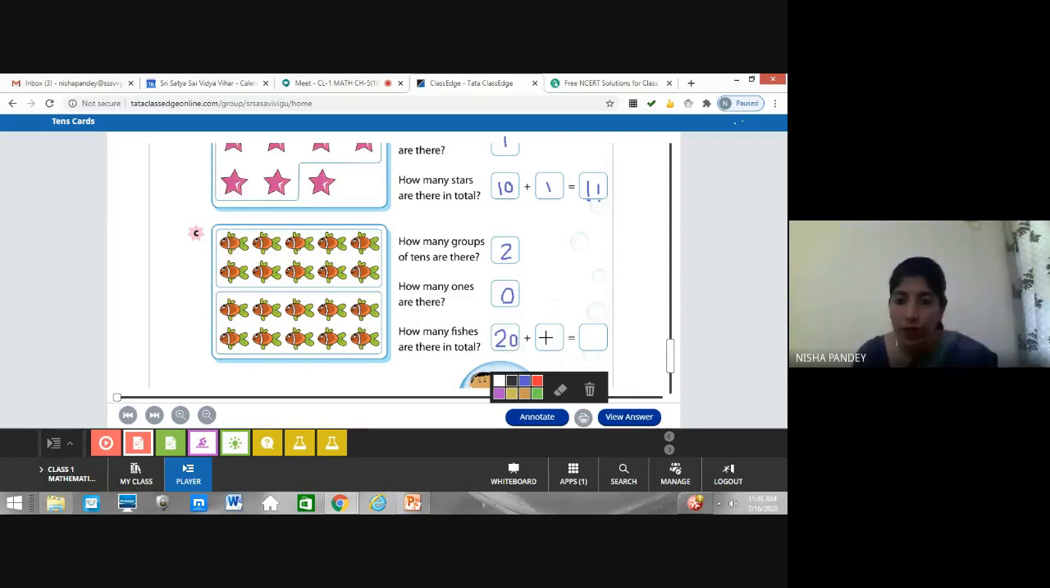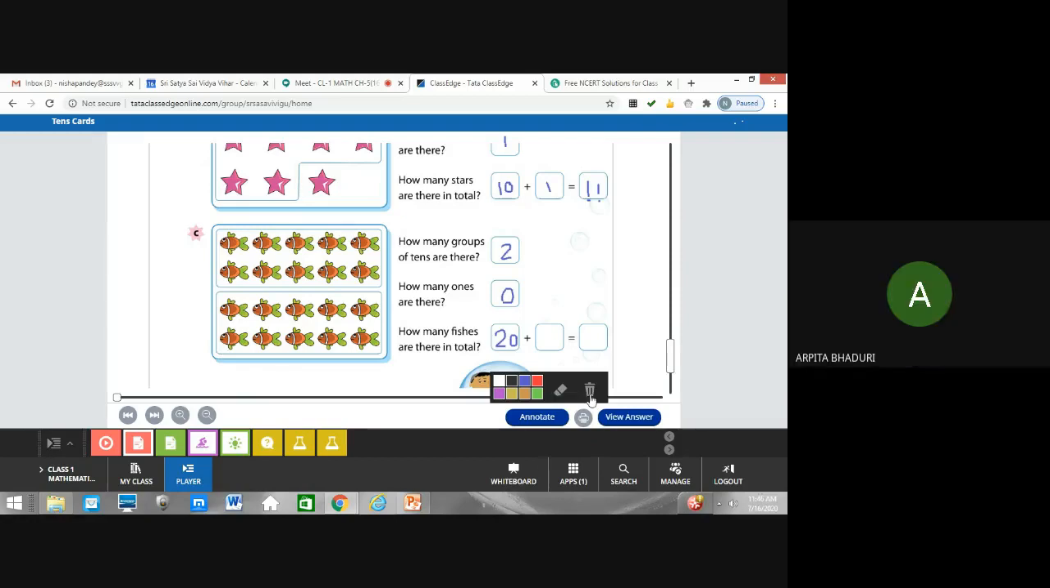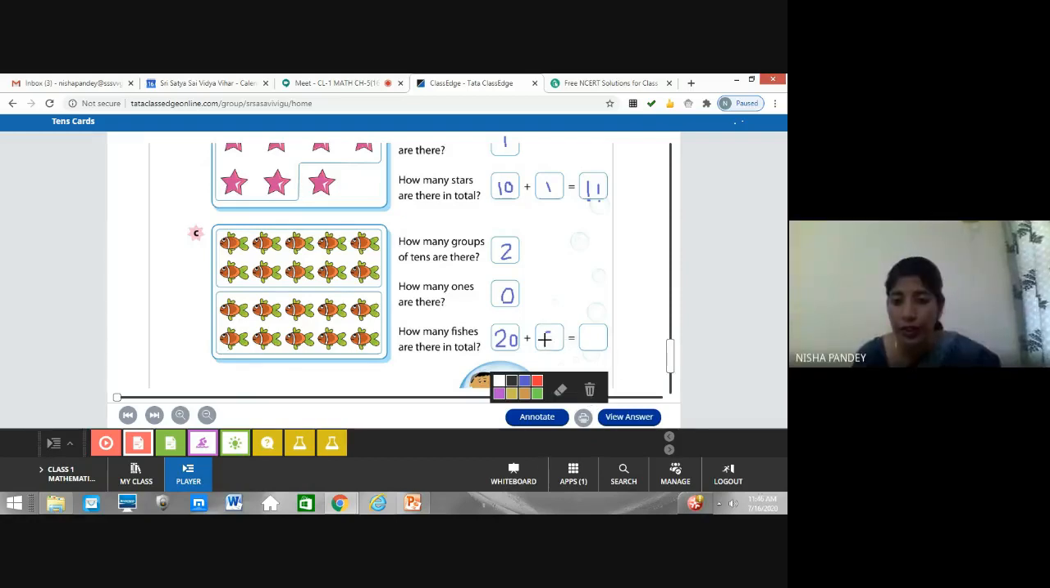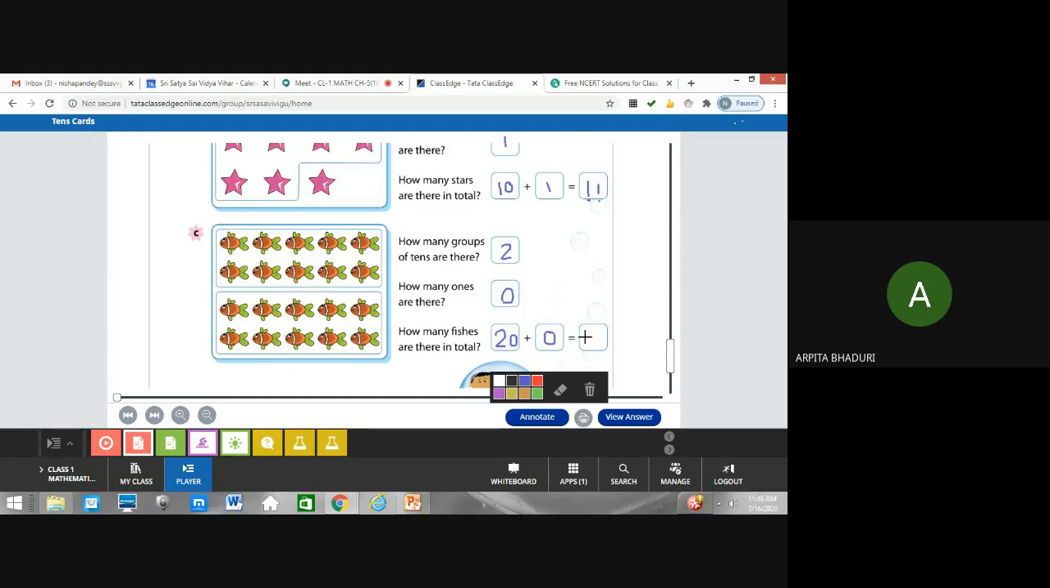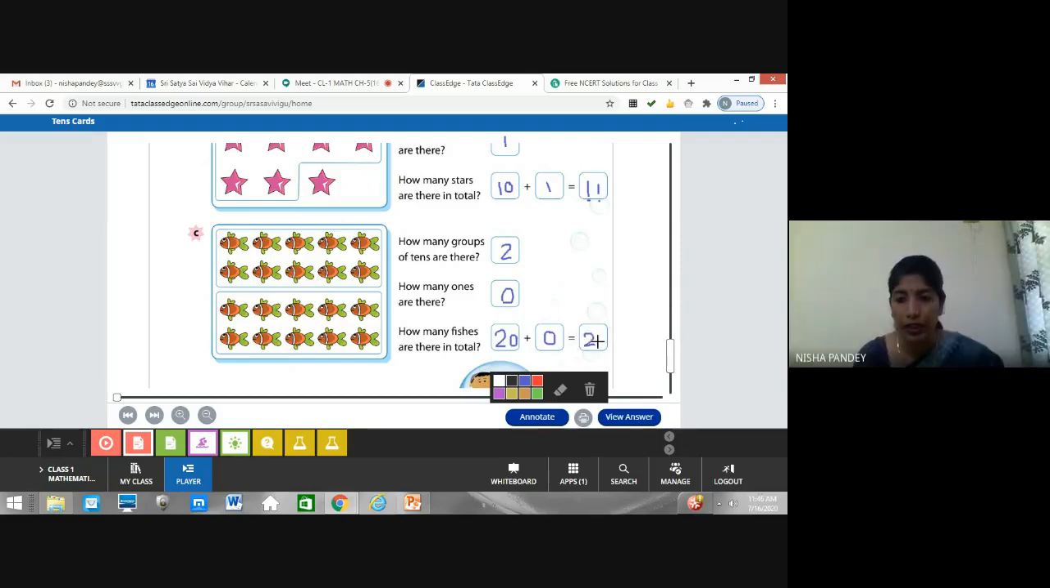Plus how much in the ones position? How much is the loose one? Ma'am, 0. Nothing. 20 plus 0 will be, when we add 0 to any number, the same number comes. The same 20 we will get. So we'll get 20 here. Very good. So this will be the answer. Now let's see the next one.